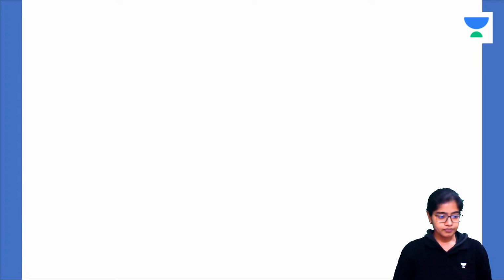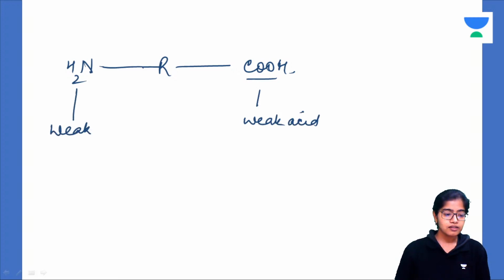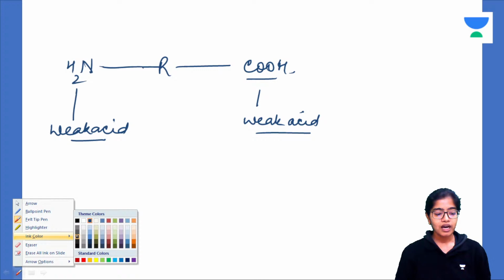So now, amino acids are Zwitter ions. What are Zwitter ions? Suppose you have an amino acid. An amino acid has the amino terminal, the R group and the carboxy terminal. Now this is a weak acid and this is also a weak acid. What is an acid? An acid is one which can donate its hydrogen ion. Acids release hydrogen ions in solution.